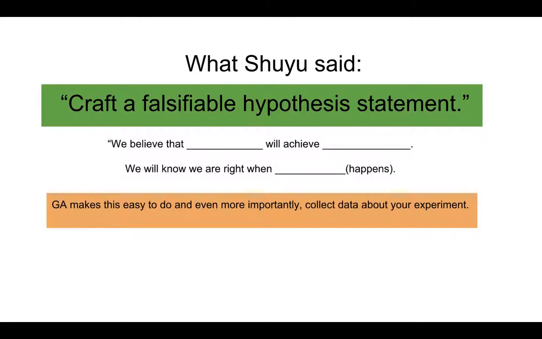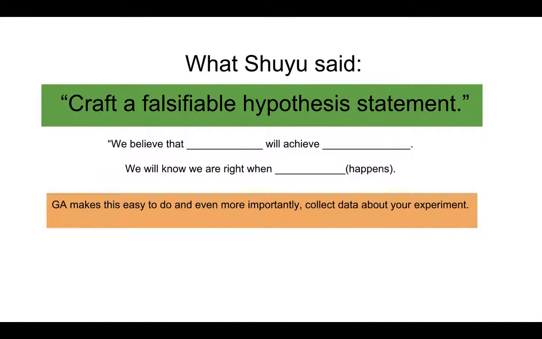Shoyu is a nice girl who came to Coder Bunker and talked to us about startups. And she said you need to craft a falsifiable hypothesis statement, which is basically just a fancy way of saying you need to test your assumptions. So we believe that blank will achieve blank, right? We will know we are right when blank happens.